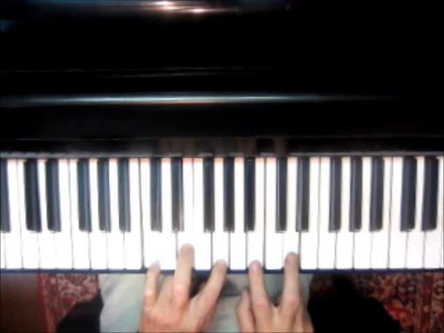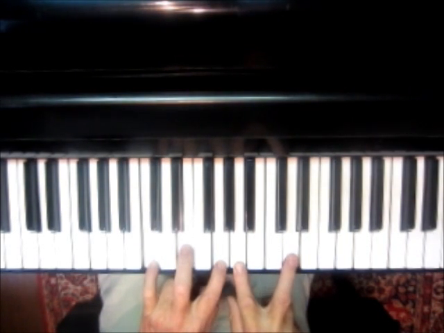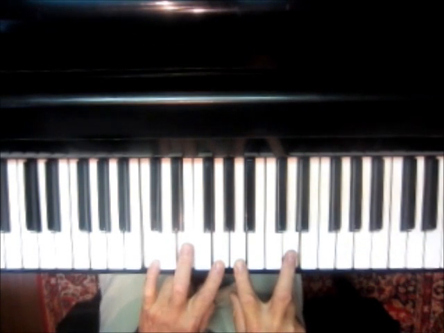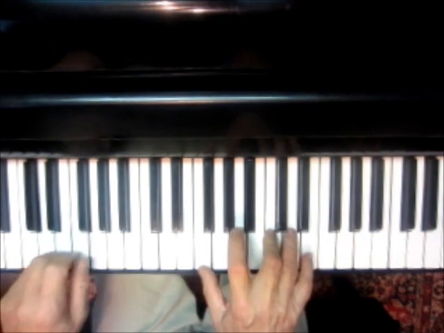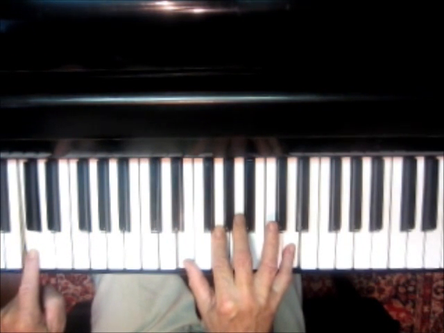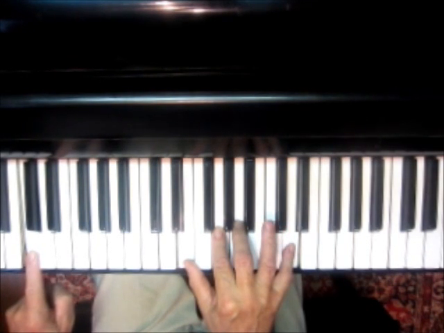The ninth can also be supported with a 6, a substitute for the major 7. In this case, the chord symbol would be called a C9 forward stroke 6 or a C add 6. They're both used. Sometimes even a C6 add 9 is used. They're totally interchangeable. The big bands of the 30s and the early 40s loved ending on that. They would do something like this. There's my ninth, supported by the 6 rather than the major 7 in this case.